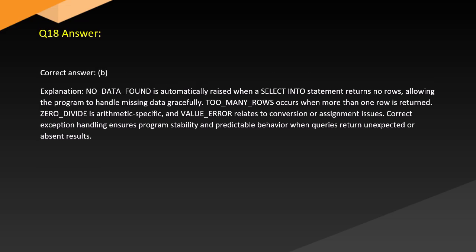Answer. Correct answer: B. Explanation. NO_DATA_FOUND is automatically raised when a select into statement returns no rows, allowing the program to handle missing data gracefully. TOO_MANY_ROWS occurs when more than one row is returned. ZERO_DIVIDE is arithmetic specific, and VALUE_ERROR relates to conversion or assignment issues. Correct exception handling ensures program stability and predictable behavior when queries return unexpected or absent results.